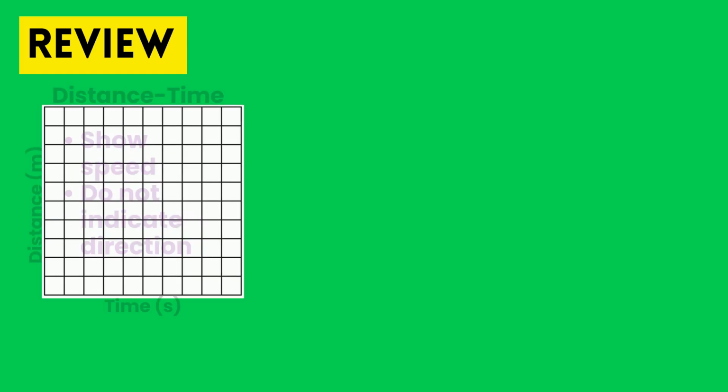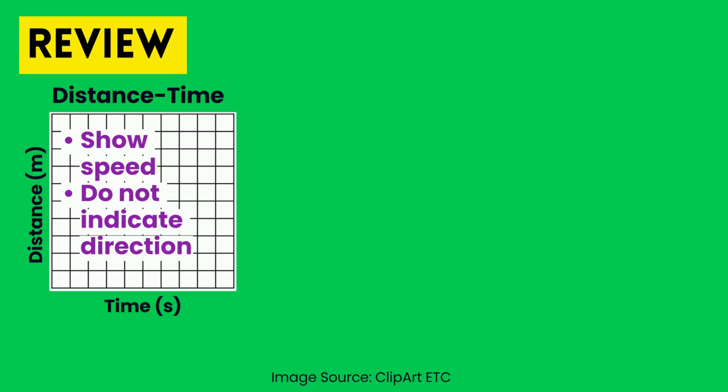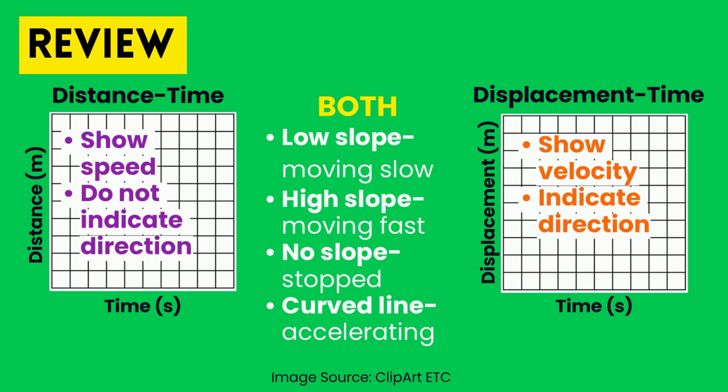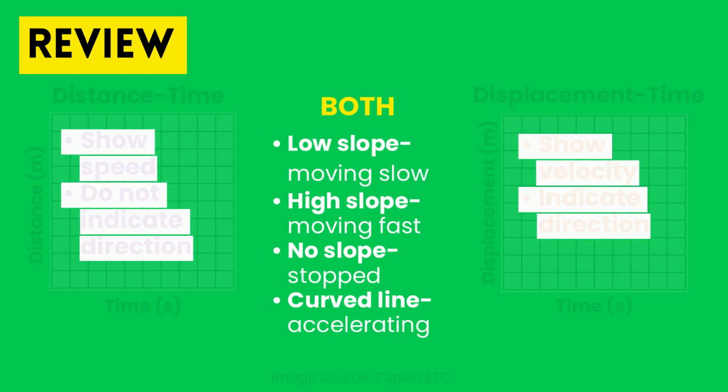So let's review. We have learned that distance versus time graphs show speed and do not indicate which way the object is moving. They simply show how far an object moves over time. Displacement time graphs show velocity and let you know how far an object moves in a certain direction over time relative to where you started. Both distance time and displacement time graphs will have a low slope when the object is moving slowly, a high slope when the object is moving quickly, and no slope when the object is stopped. For these graphs, a curved line indicates acceleration.